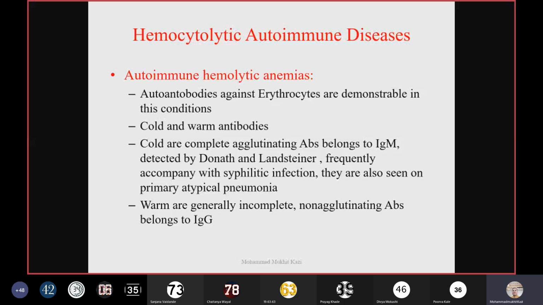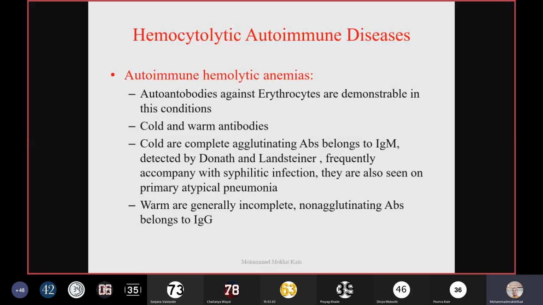There are two types of antibodies: cold antibodies and warm antibodies. Now, what are cold antibodies? Cold antibodies are complete agglutinating antibodies, and they generally belong to IgM. Remember this, this could be one of the MCQs also.